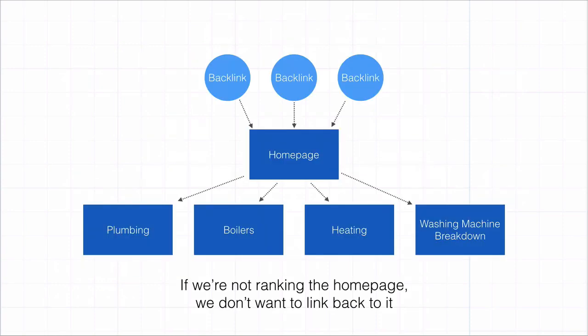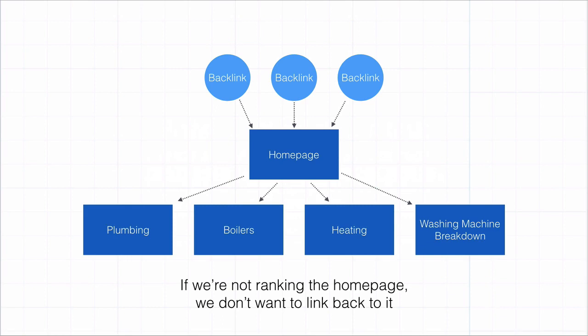So if you weren't planning on ranking a homepage, what you do is you wouldn't link back to the homepage. So you have these pages coming off of it where the homepage is just the main page, like for usability and everything like that. Then from there, you have a link to the plumbing page, which is about plumbing in London. You have a link to the boilers page, which is about boilers in London, or boiler repair in London, whatever it is. You have a link to the heating page, which is about heating in London, heating services. And you have a link to the washing machine breakdown page.